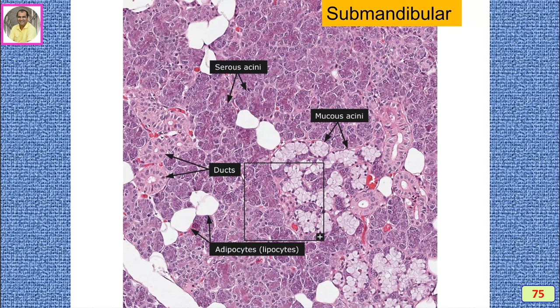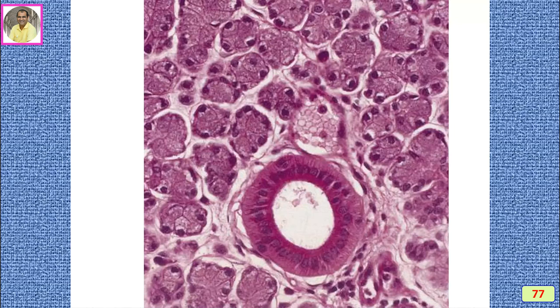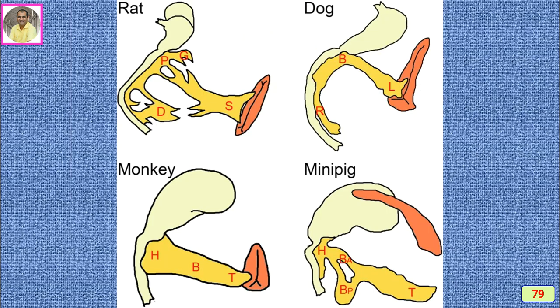Such types of cells will be seen while conducting histology. The submandibular gland is almost the same. Then this is the sublingual gland, and this is the lumen of a gland. Clinically, adenomas are benign tumors arising in the glands, whereas adenocarcinomas are malignant tumors. And treating such cancers is one of the tough tasks nowadays.